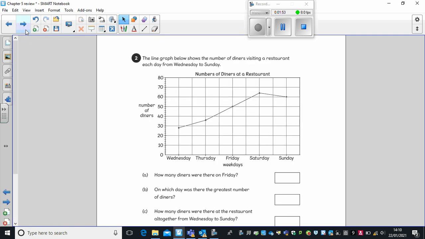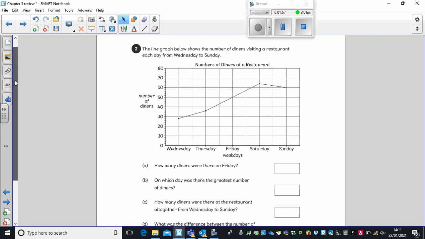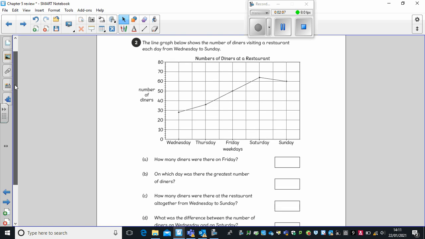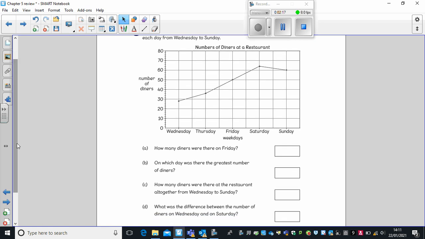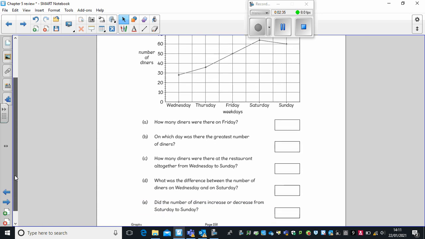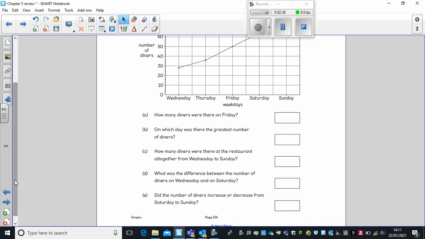And if we go to the second page, again, these questions are all about the line graph. So it says question 2, the line graph below shows the number of diners visiting a restaurant each day from Wednesday to Sunday. Have time to check the graph at the top and then answer the questions below. So question A, how many diners were there on Friday? B, on which day was there the greatest number of diners? C, how many diners were there at the restaurant altogether from Wednesday to Sunday? And then question D, what was the difference between the number of diners on Wednesday and on Saturday? And then the final question, E, did the number of diners increase or decrease from Saturday to Sunday?